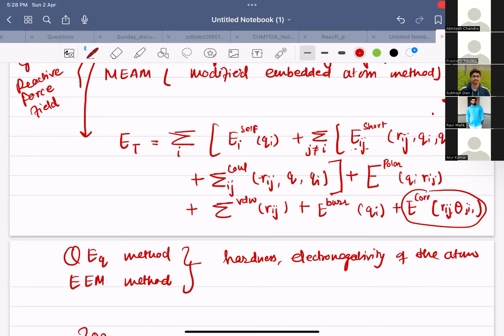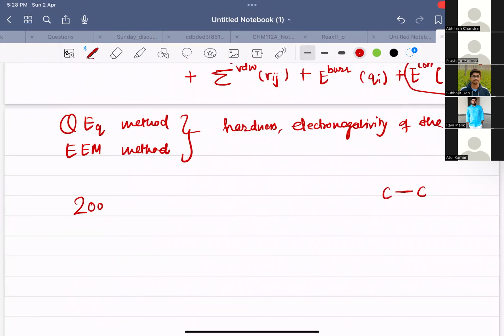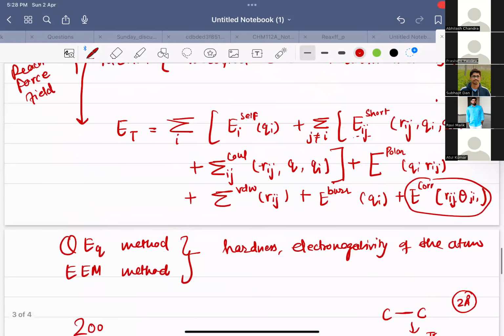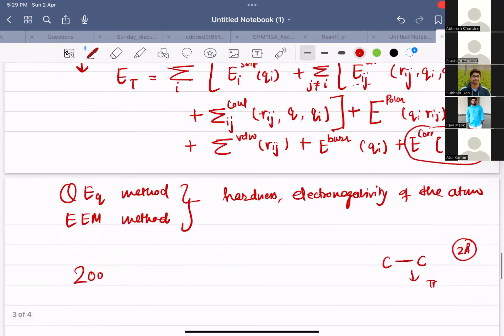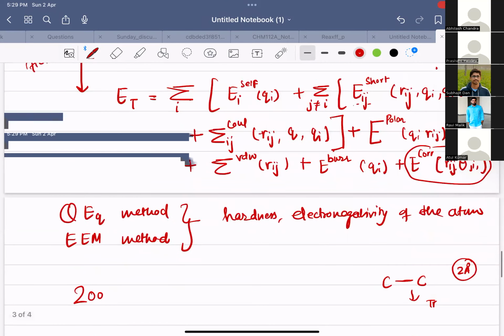Because it is derived from the first generation reactive force field, there is a cutoff function also, so that the value ranges between 0 and 1. This bij is not a discrete thing, but a continuous one, though only for a very short range. For example, in carbon, up to 2 angstrom we can observe the transition state. But because this only focuses on short range distances, it cannot capture those transition states. That was one limitation of this kind of force field.